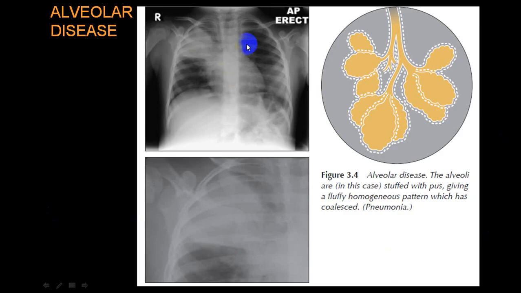And in a case of an alveolar disease, you can see this, the alveoli are filled with fluid, so it appears radio opaque, and in that, because of the presence of air, you can sometimes see an air bronchogram.